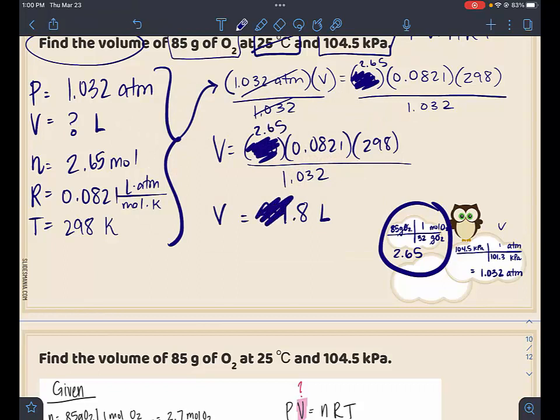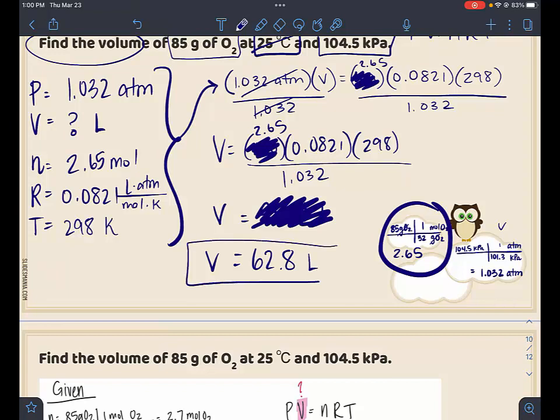Okay, let's recalculate. This is a good example of everybody makes mistakes sometimes. Just fix it when you need to. So we've got 2.65 times 0.0821 times 298 and divided by 1.032. We get 62.8. Volume, 62.8 liters.